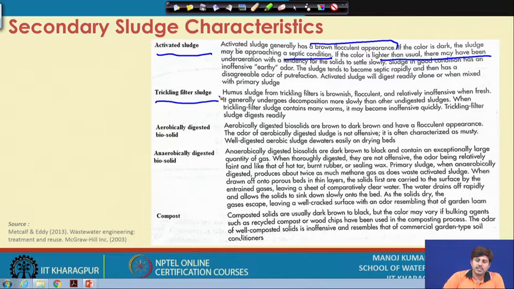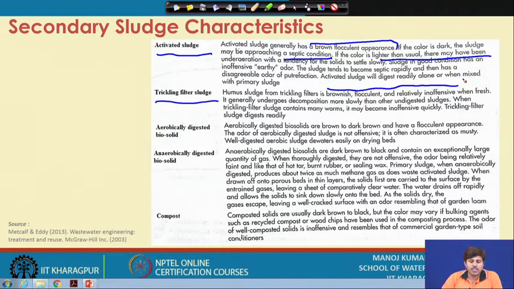The trickling filter sludge again is brownish, flocculent, and relatively not so offensive in smell, okay, when fresh. Its process is the same: like in trickling filter or in activated sludge process, the sludge is produced from the aerobic decomposition of organic matter. So, the characteristics again more or less remain the same, okay, and this also can be digested readily.